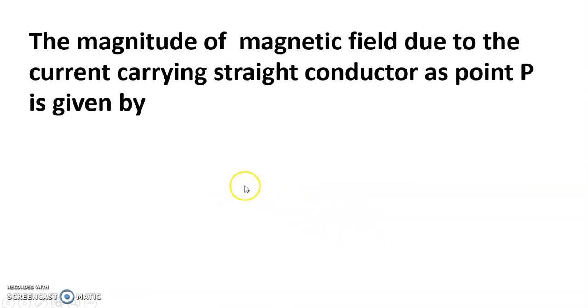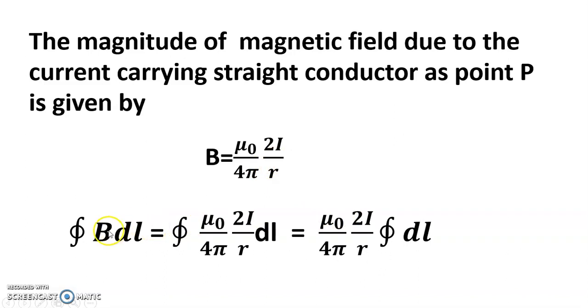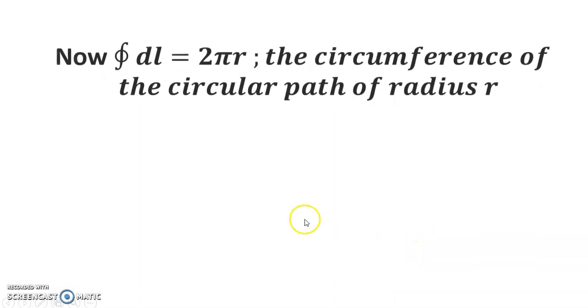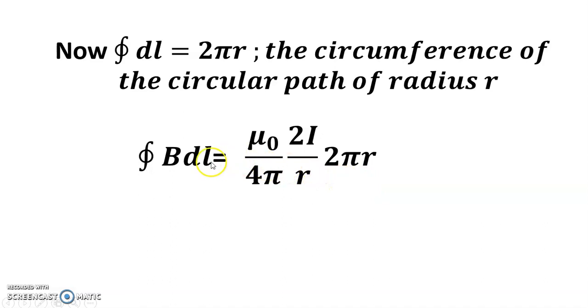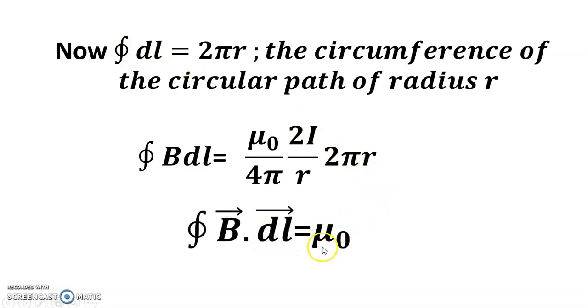The magnitude of the magnetic field due to a current carrying straight conductor at point P is given by B equal to mu0 divided by 4 pi times 2I divided by r, by the Biot-Savart law. We put the value of B in here, and the closed integral of dl is equal to 2 pi r, the circumference of the circular path of radius r. So B dL is equal to, putting the value of the closed integral of dl, 2 pi r, and we get B dL equal to mu0 I.